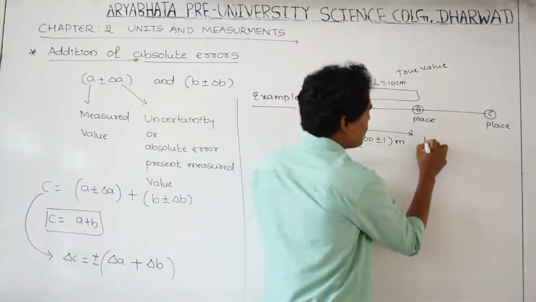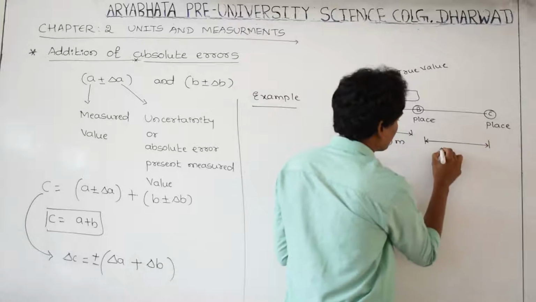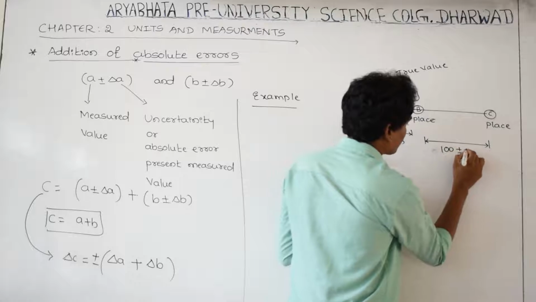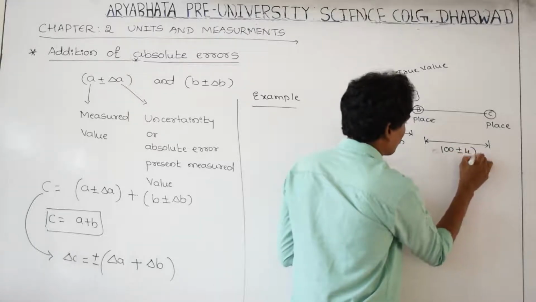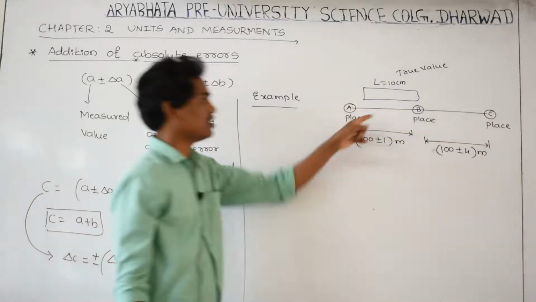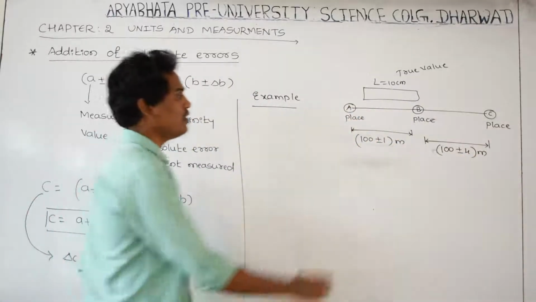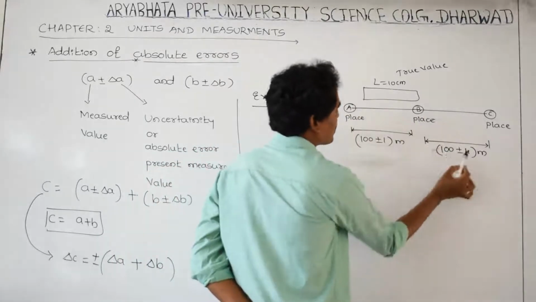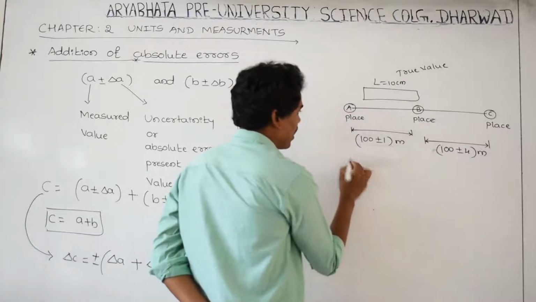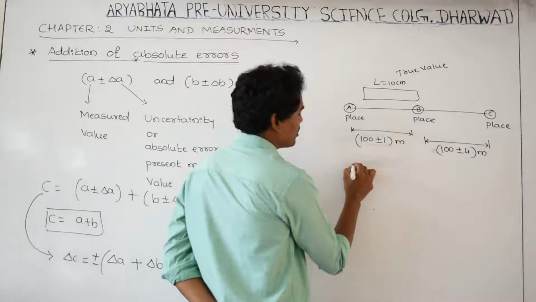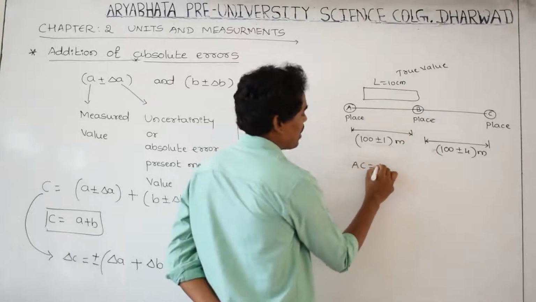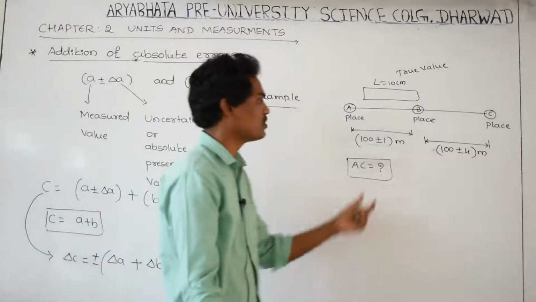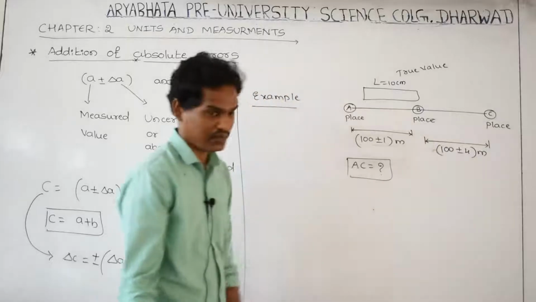And the distance between B and C is, for example, 100 plus or minus 4 meter. This is the example. You have to remember that the distance between A and B is this much, and the distance between B and C is this much. Therefore, I want to find out the distance between A and C. And now you understood, AB plus BC is nothing but AC.